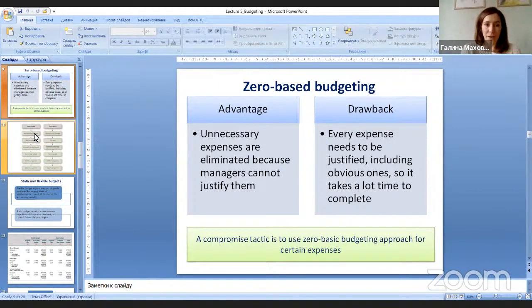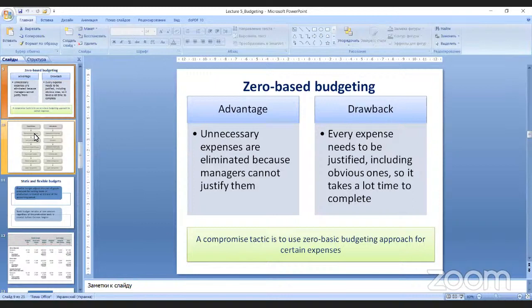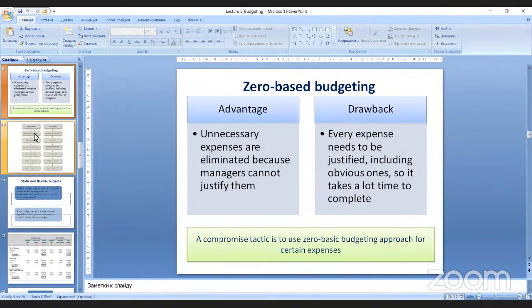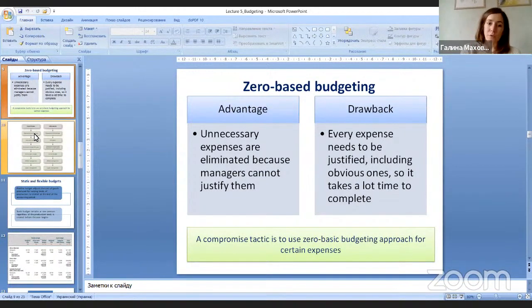Sometimes managers should justify obviously necessary expenses, and they spend time and resources to do so. But when they justify these expenses, they can avoid or eliminate unnecessary expenses. Also, we do not use this approach in a pure form, only zero-based budgeting and only these principles. We can make a mix and find a compromise, using the zero-based approach only for some specific expenses that really should be justified.